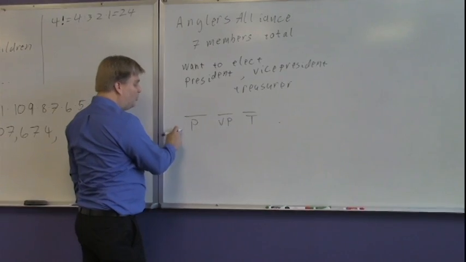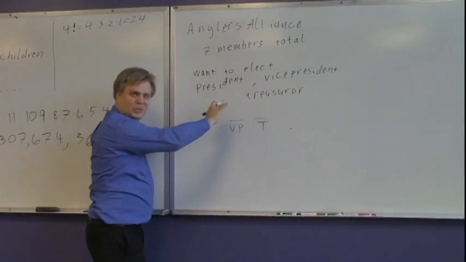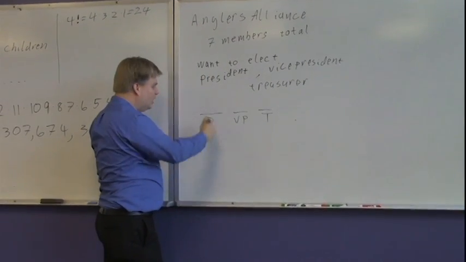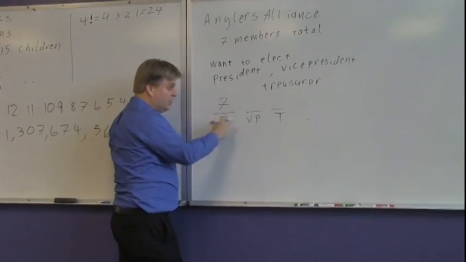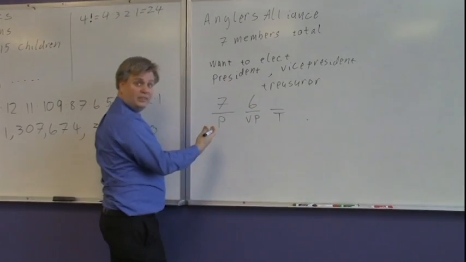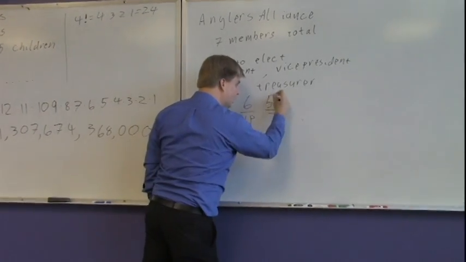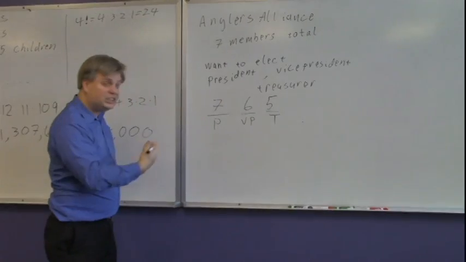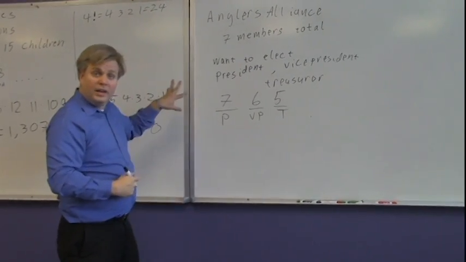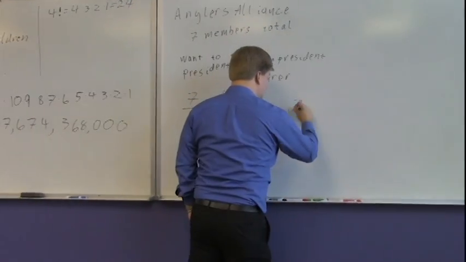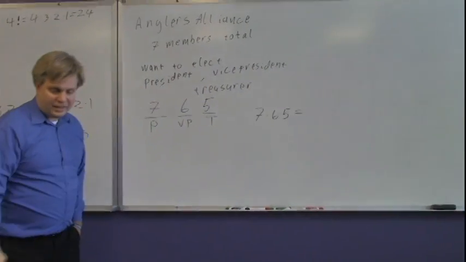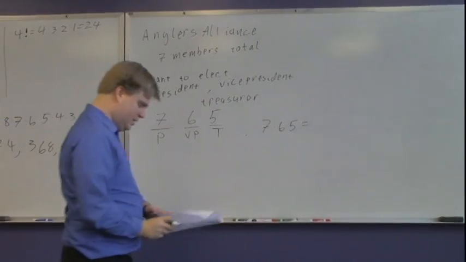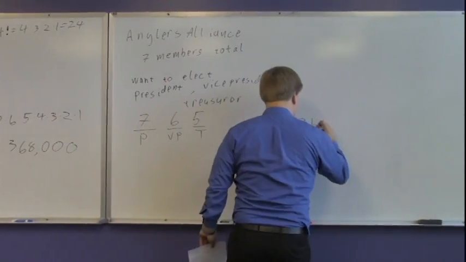If we pick a president out of 7 members total, and all of them are willing to run, there would be 7 options, right? Once we've chosen a president, there are 6 options left for the next, and then 5 options left for whoever's next. So we get a much smaller answer in this case. We get 7 times 6 times 5, and we can work that out to be 210.